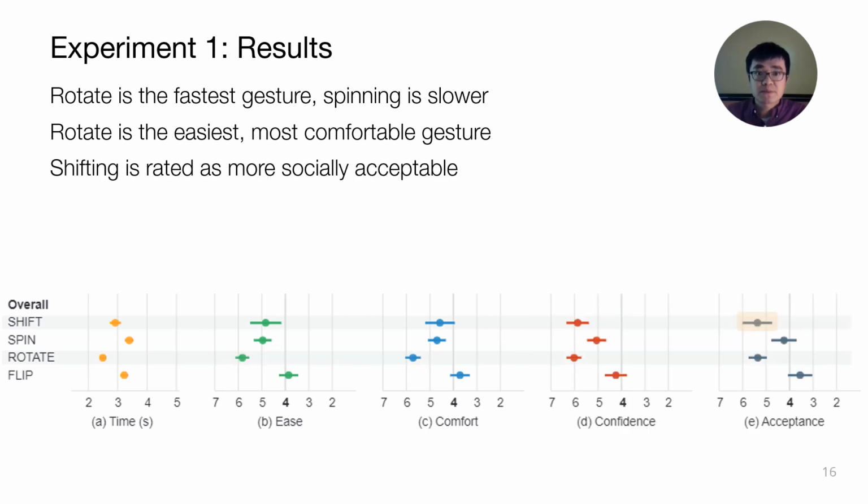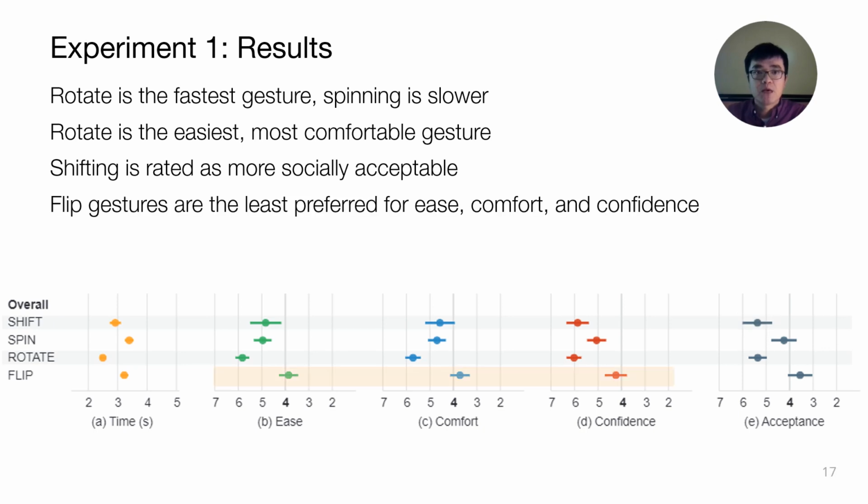With the social acceptance score, shift is rated more socially acceptable. This may relate to users' previous experience. And flip is the least preferred for ease, comfort, and confidence.